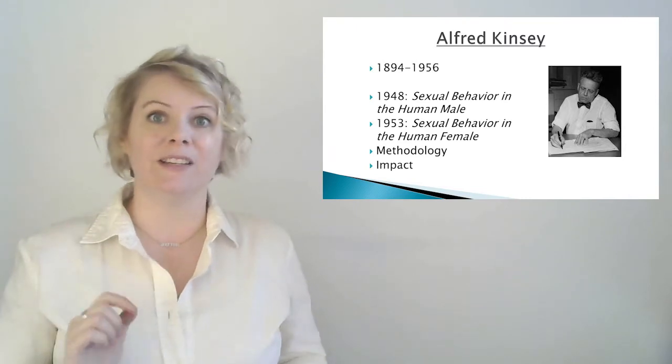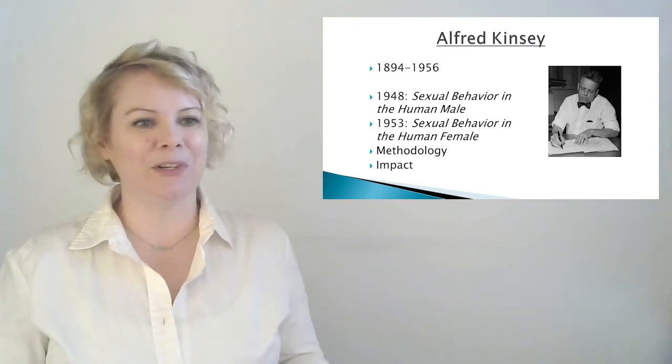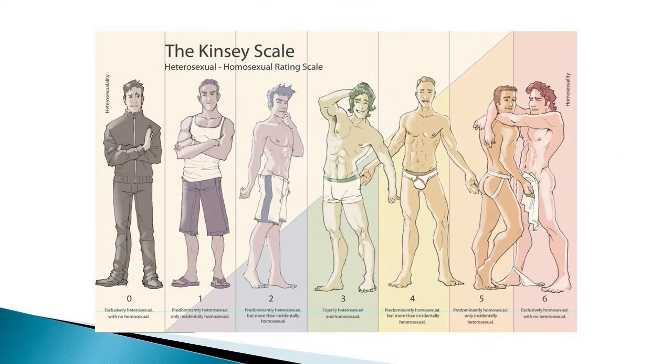He also invented the Kinsey scale. And this is a pretty good representation of the Kinsey scale. It's a rainbow and everything. But his argument was that sexuality was not binary. People were not exclusively gay or exclusively straight, but that it was more likely that they existed in sort of a spectrum in the middle.